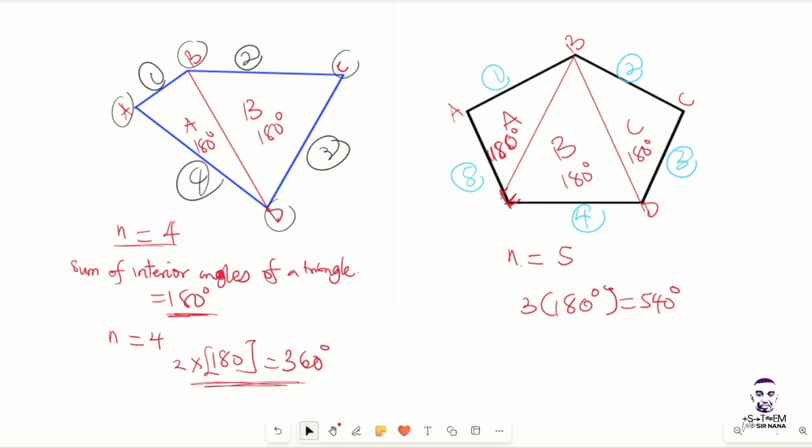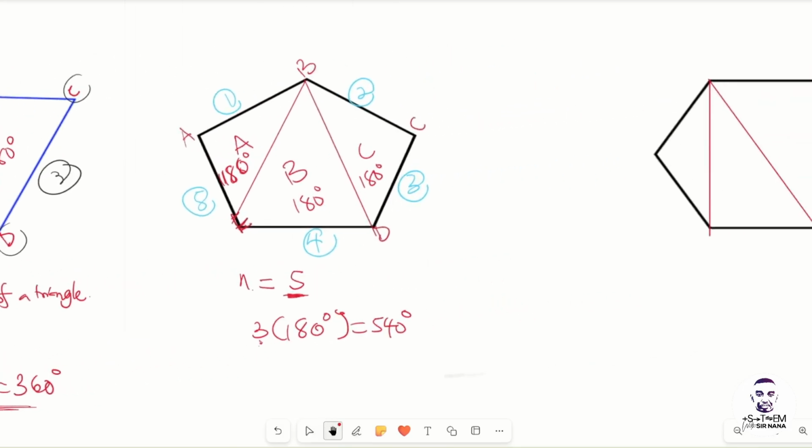So let's look at something. When we consider the first one, when n is 4, the number that works here is 2. It means that 2 has been subtracted from the 4 to give us a 2 here. Look at here, when n is 5, the number that multiplies the 180 is 3. So there have been 2 subtracted from the 5 to give us a 3, in order to be able to give us the sum as what? 540 degrees.